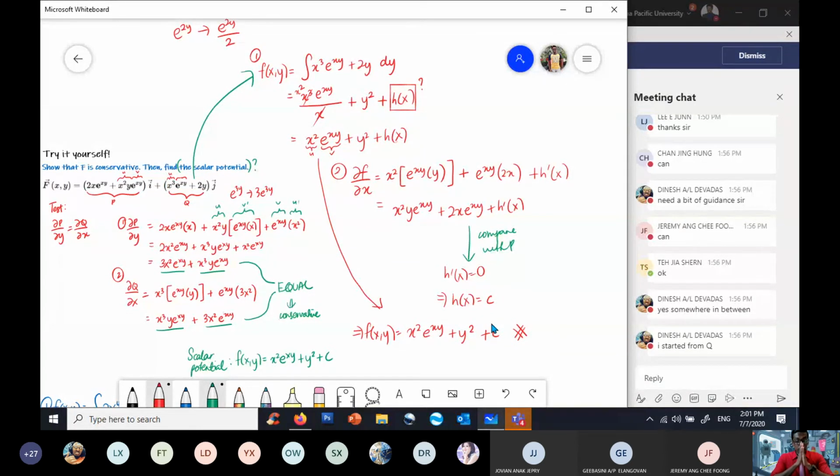So the time is a beautiful 2 o'clock and I don't have anything else to cover. That was my aim for today: conservative vector field and scalar potential. Before we call it a day, do any of you have any questions that you want to ask?